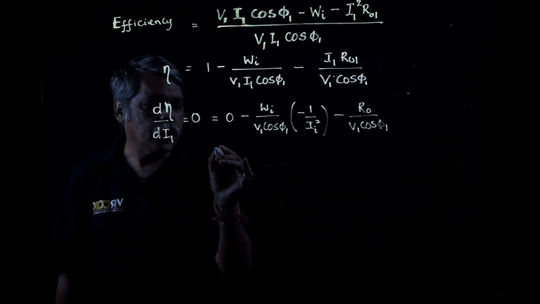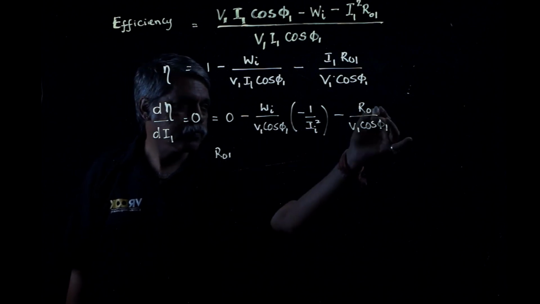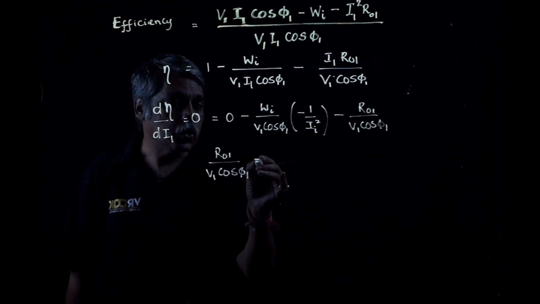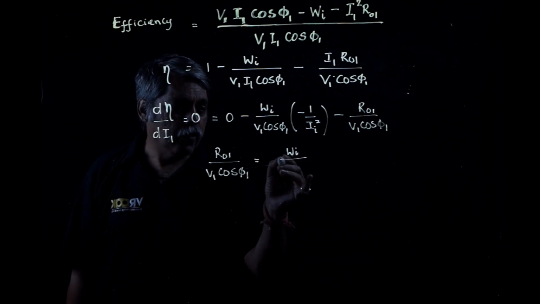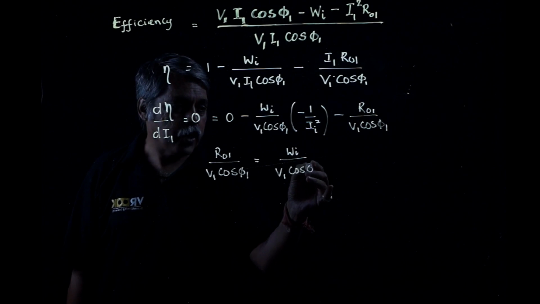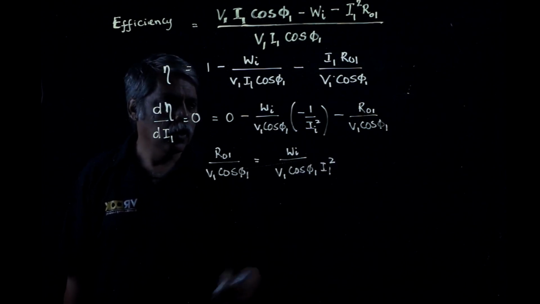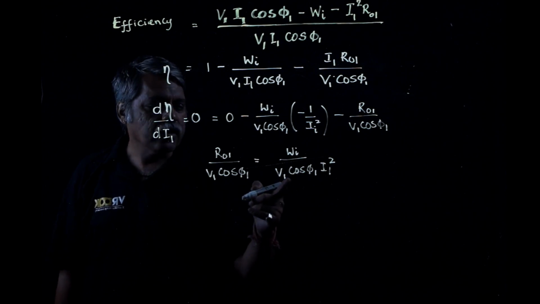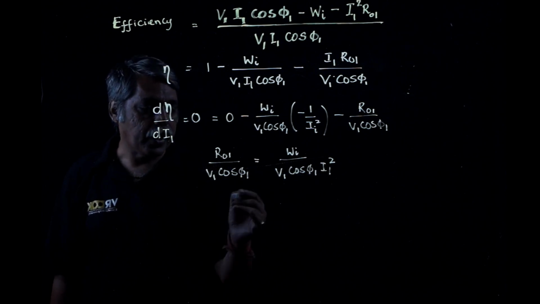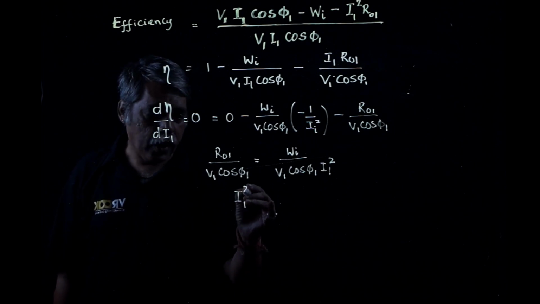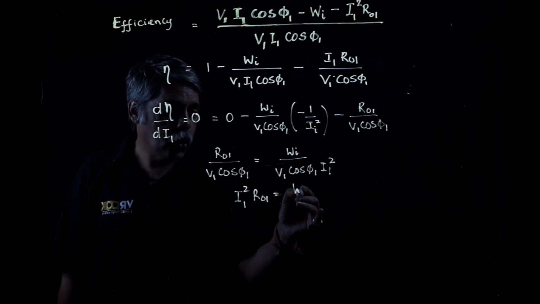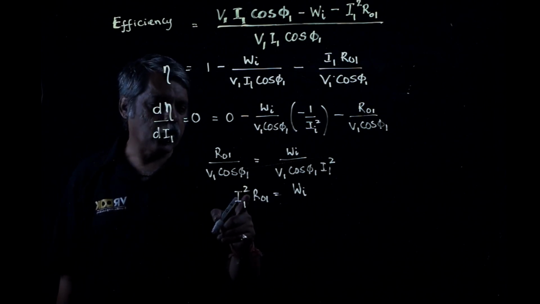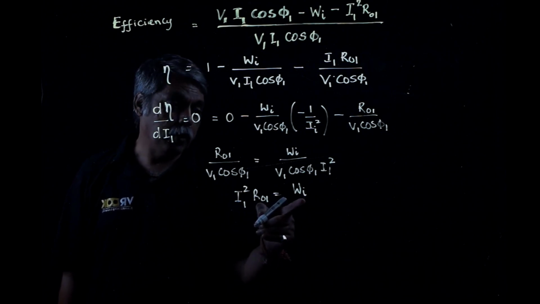Therefore, I can also write this expression as R01 divided by V1 cos phi1 is equal to Wi divided by V1 cos phi1 I1 square. I have a common term in the denominator, that is V1 cos phi1, on both sides. So cancelling that and taking this I1 square to the numerator, I can write I1 square R01 is equal to Wi. So I have these two expressions as the losses, that is I1 square R01 will be the copper loss and Wi is the iron loss.